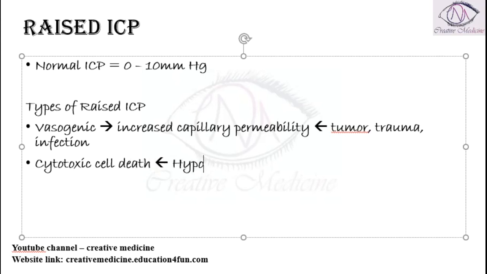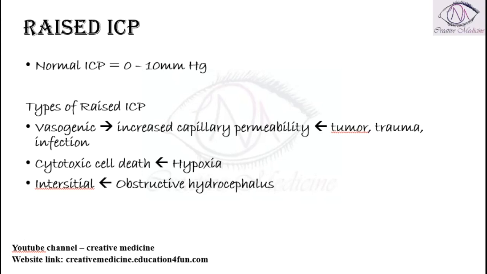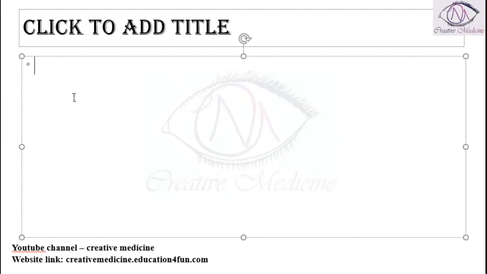This cytotoxic cell death can also cause increased intracranial pressure, or it can be due to interstitial causes. In interstitial causes, especially obstructive hydrocephalus, because of the increased CSF in the ventricles, it can cause increased intracranial pressure. These are the types of raised intracranial pressure.